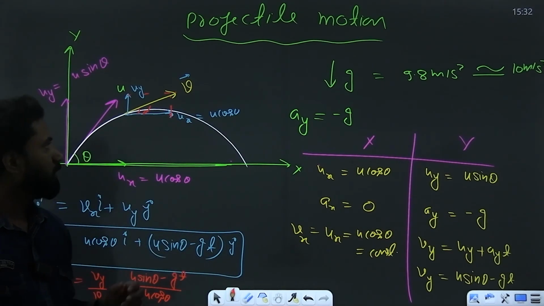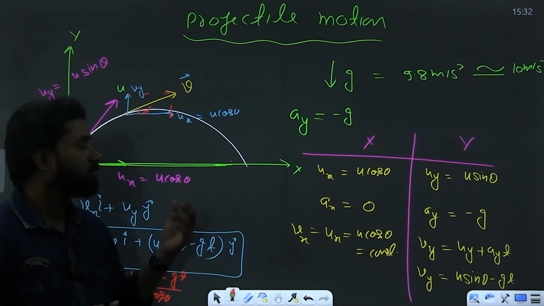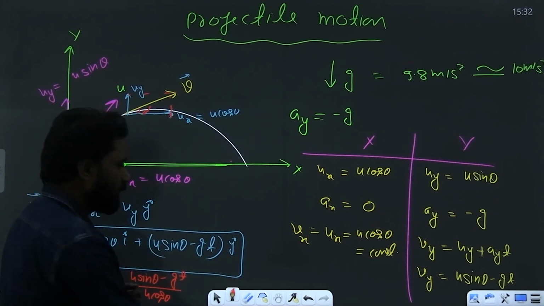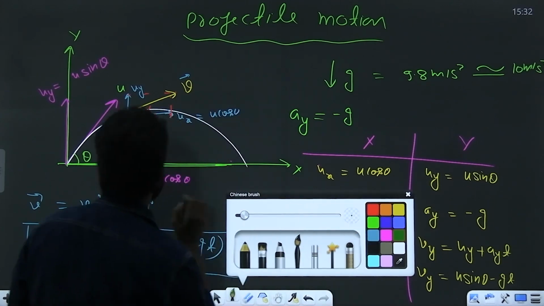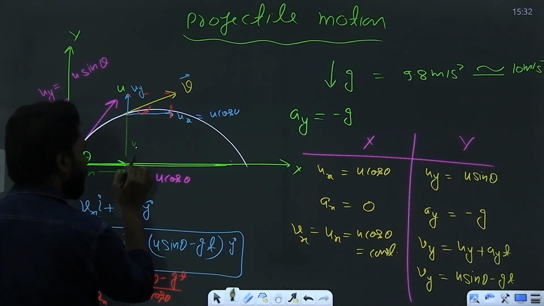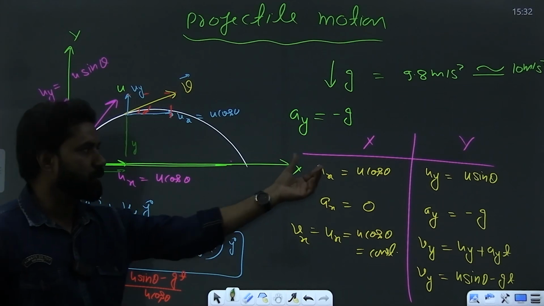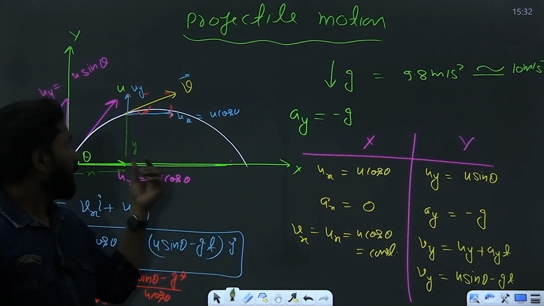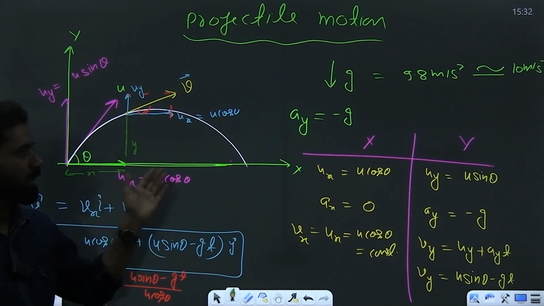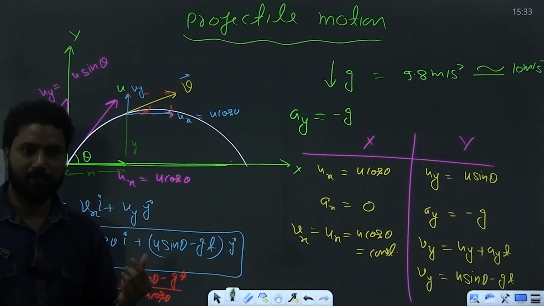And if we want to find out the position of the particle at time t, how do we find it? Here there are two coordinates. One is x, this is the value of x, and this is the value of y. So we have to analyze motion along the x-axis to find x, and to find y, we have to analyze motion along the y-axis. These are two perpendicular straight line motions.